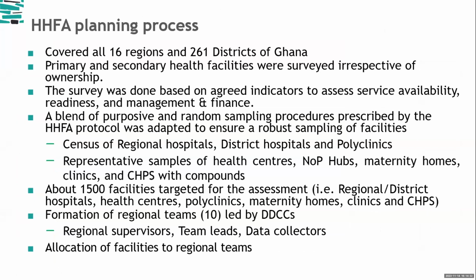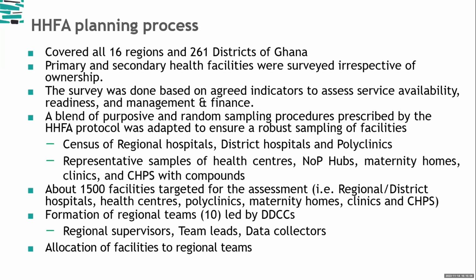So the process that we did, we covered all the 16 regions and 261 districts of Ghana. Primary and secondary health facilities were surveyed irrespective of ownership. So we did both public and private facilities, and field-based facilities were included. And then we looked at agreed indicators to assess availability, readiness, and management and finance. So we did these three modules. Because the quality module was a bit different in the way it was supposed to be done, we left that one out. We'll be doing that one in 2024.